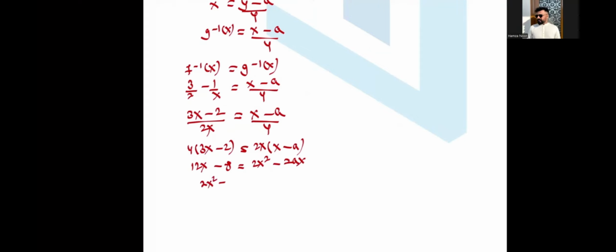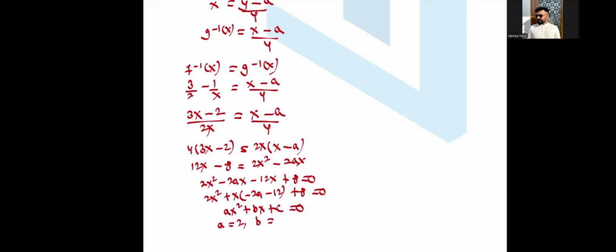So 2x square minus 2ax minus 12x plus 8 is equal to 0, meaning 2x square plus, taking x as common, multiplied by minus 2a minus 12, plus 8, and this whole thing is equal to 0. So therefore, I have obtained a general form of the quadratic equation, which is ax square plus bx plus c is equal to 0. So therefore, I can say that a is 2, b is minus 2a minus 12, and c is equal to 8. So far, we have achieved this.